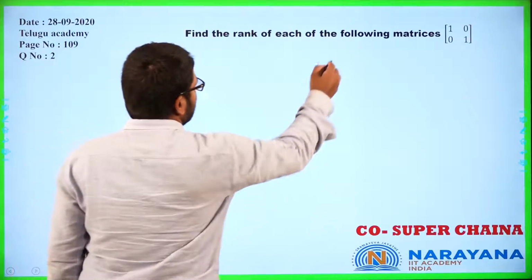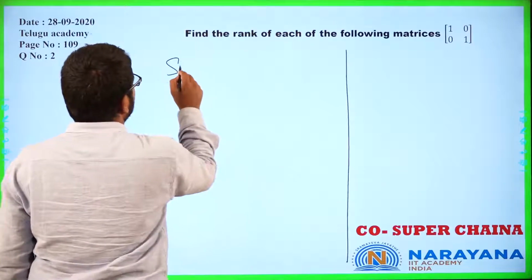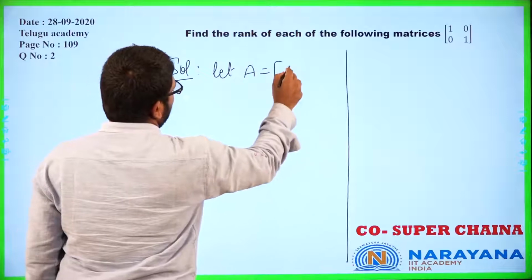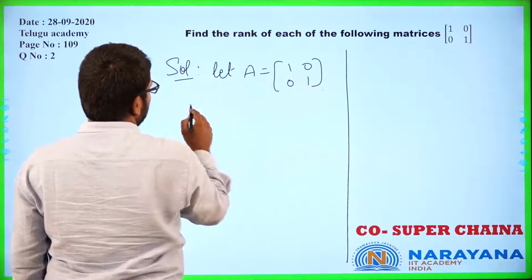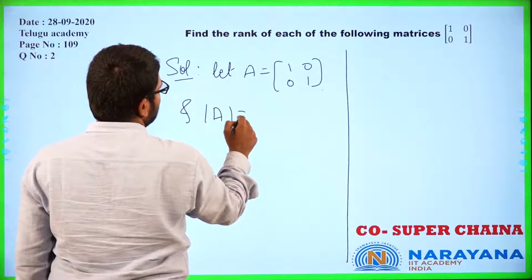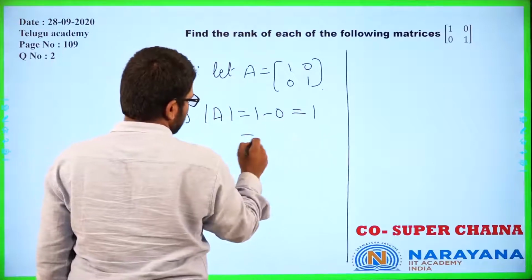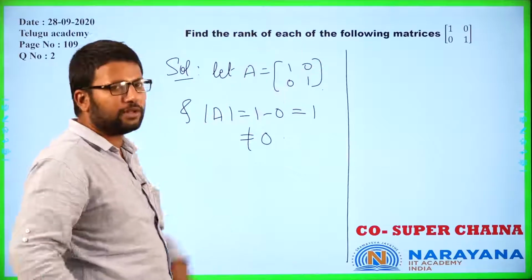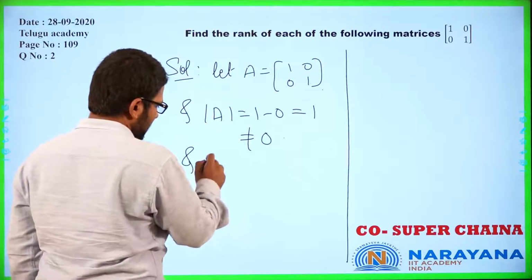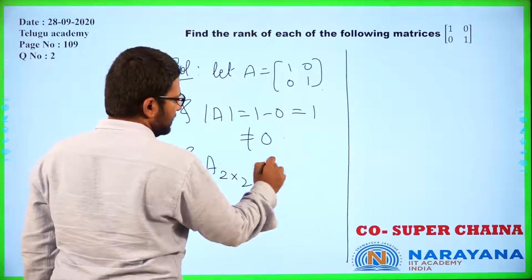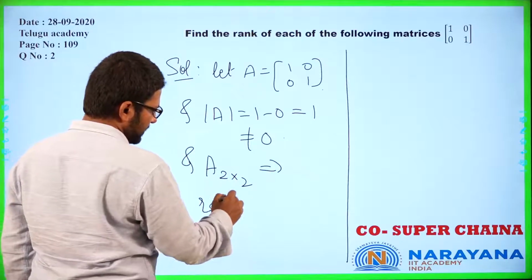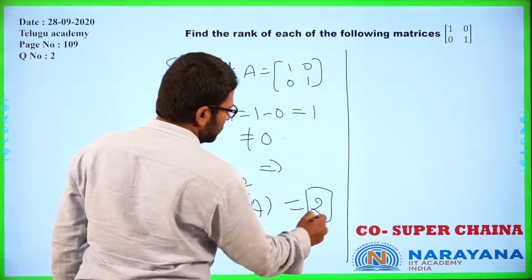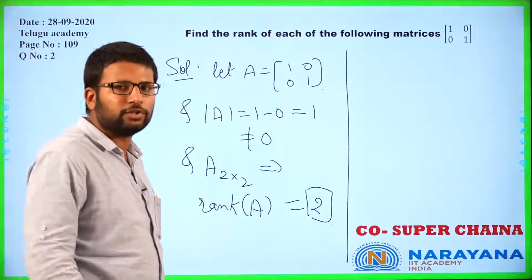Alright, 1, 0, 0, 1. This time we will just say let A equal 1, 0, 0, 1. What is mod A? 1 minus 0, which is 1. Which means determinant of A is non-zero. A by itself is a non-singular matrix, and A is 2 by 2, which simply means that rank of A can only be 2, because determinant is not 0.